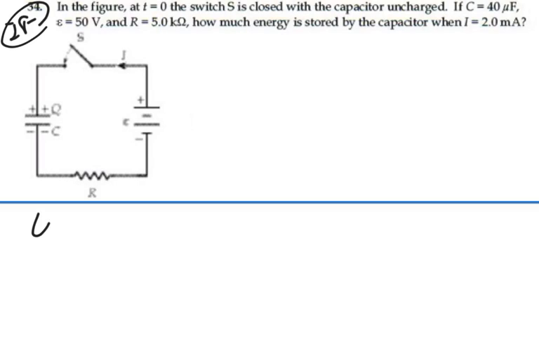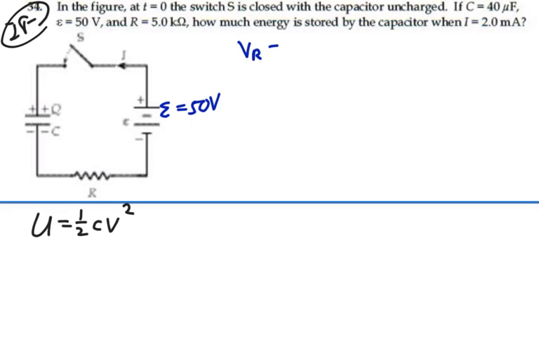Energy stored in a capacitor is 1/2 CV squared. So if we could find the voltage of the capacitor when the current is 2 milliamps, we could find the energy stored. Well, we know this is a DC circuit, and the EMF of the battery is 50 volts. So that 50 volts is being shared by the resistor and the capacitor. If we could find the voltage across the resistor, we could then find the voltage across the capacitor. So that's our alternate method.